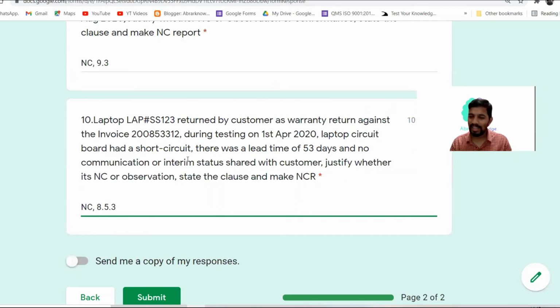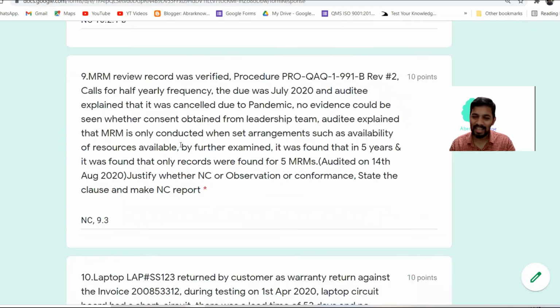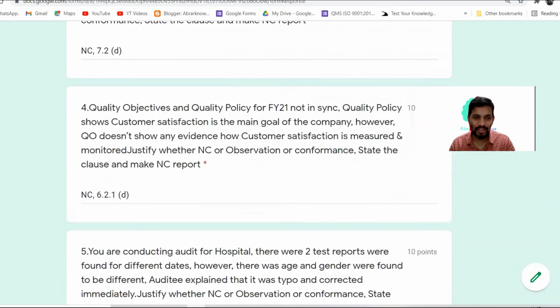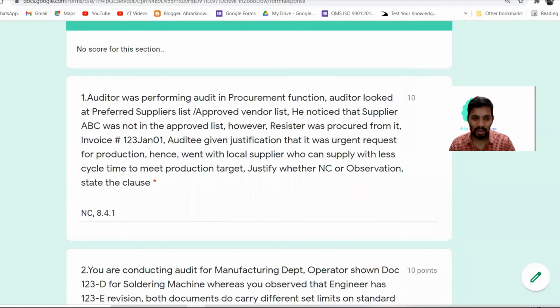I hope all the 10 case studies which we went through were very, very interesting. Let me quickly recall those 10 NCs. The first NC was on 8.4.1. Why did we give 8.4.1? Because 8.4 refers to the supplier, right? The external provider. I will give the justification and tips and tricks on why it is 8.4 and not other classes.